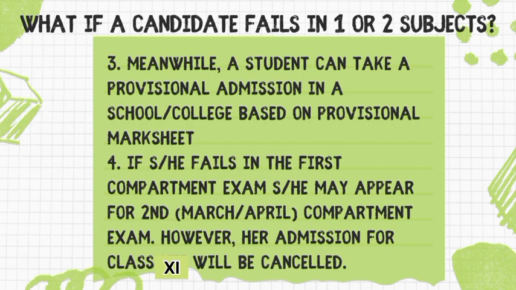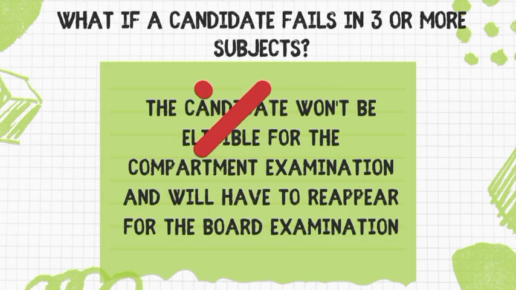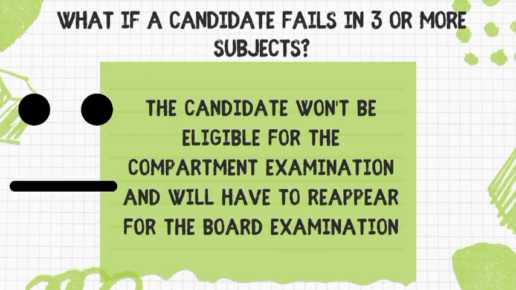Meanwhile, a student can take a provisional admission in a school or college based on provisional mark sheet. But if she or he fails in the first compartment exam, she or he may appear for second compartment exam which is held in March or April. But her admission in class 11 will be cancelled.